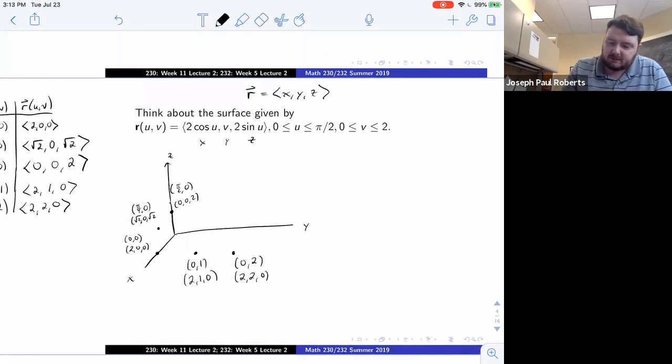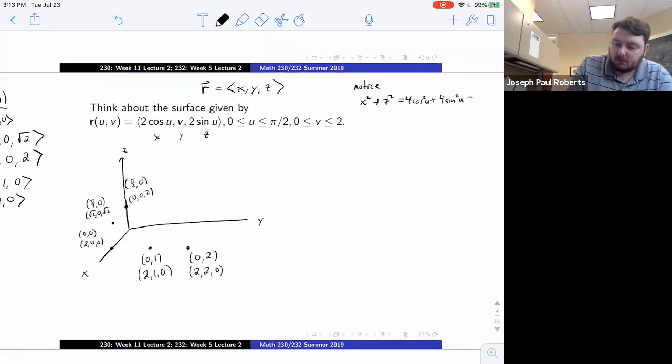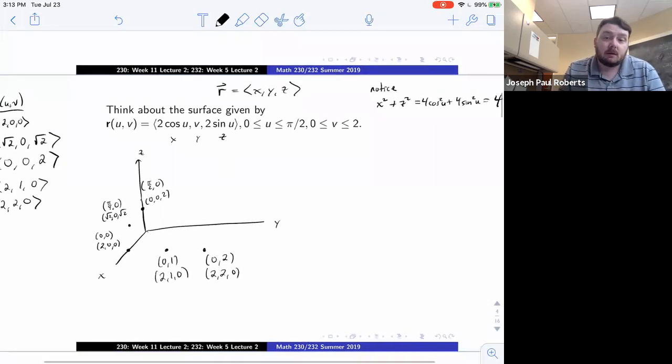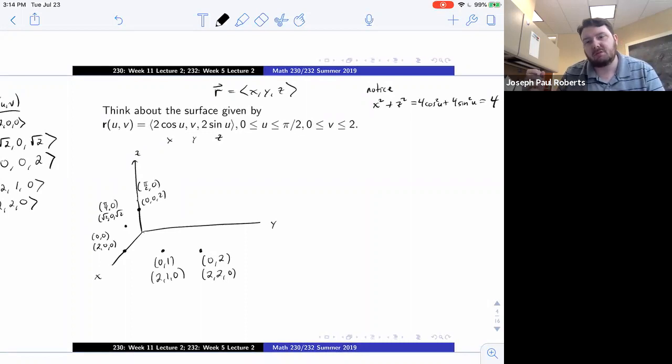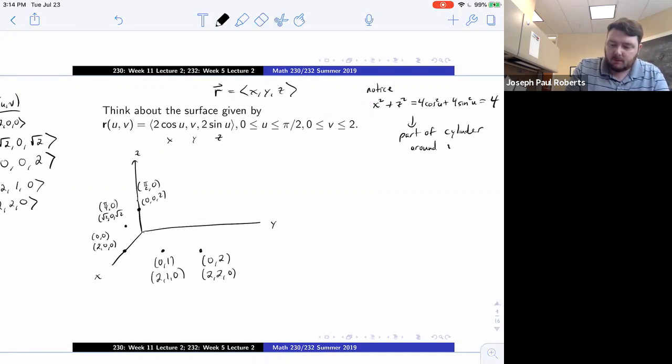So the thing I could see here is notice that x and z involve sine and cosine of u. So if I do x squared plus z squared, I get 4 cosine squared u plus 4 sine squared u, which the Pythagorean theorem says is 4. So x squared plus z squared equals 4, you should remember, is the equation of a cylinder around the y-axis of radius 2. So this surface is a part of a cylinder around the y-axis.